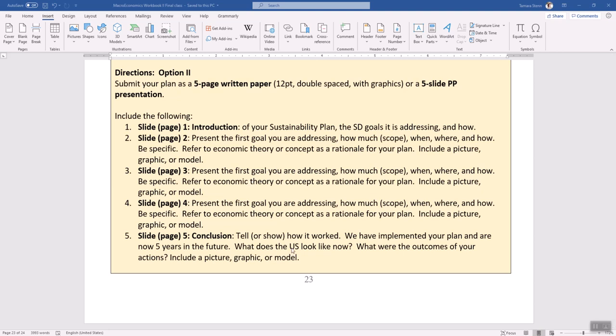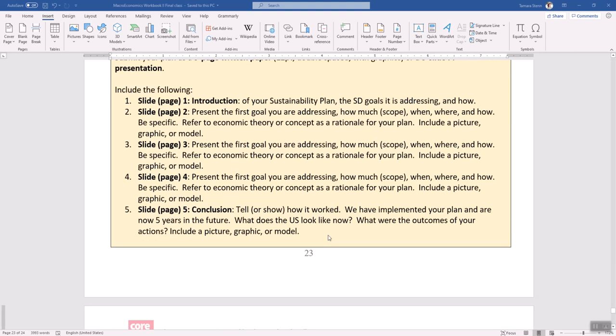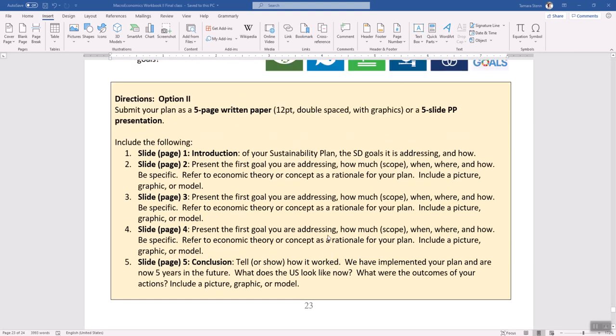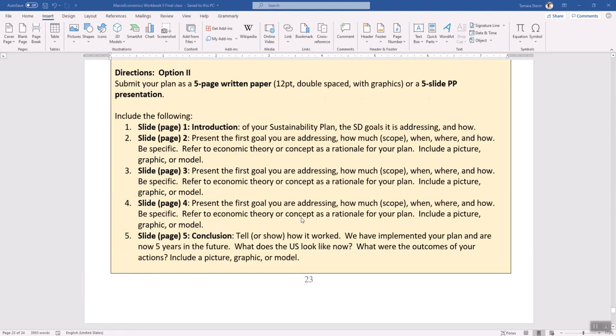And then our conclusion is going to tell us how it worked. It's 5 years in the future. The government has taken your advice and done what you recommended. Now, what does the world look like? My world would look like a place where people have a more relaxed work environment and less driving of cars. They still have a level of disposable income, but it's not generated at the cost of polluting using fossil fuel burning cars. So that's the final project.